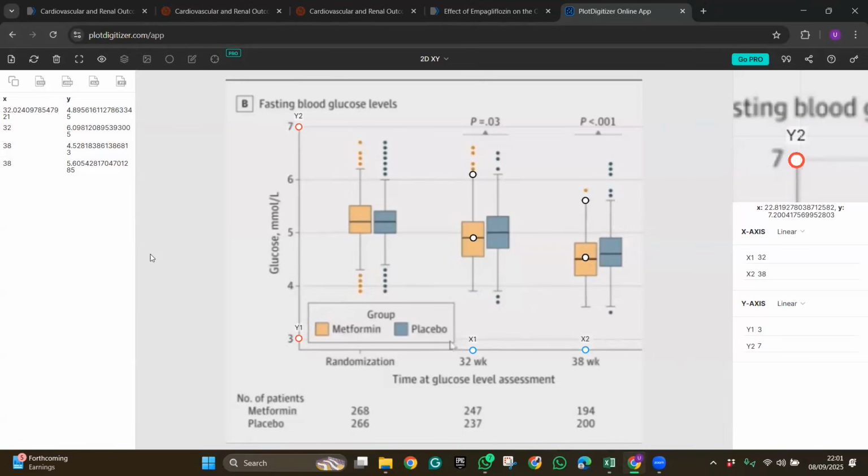This is how you do extraction for your continuous outputs. Yes, upper limit minus mean will give you the estimate. So this is how we do extraction.